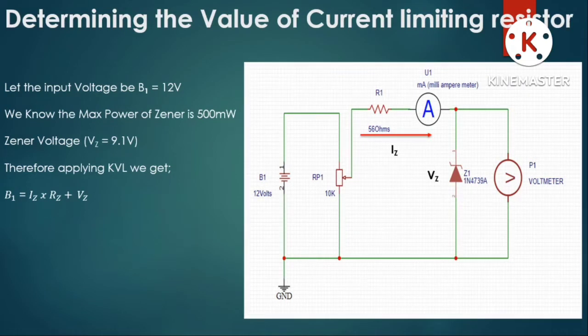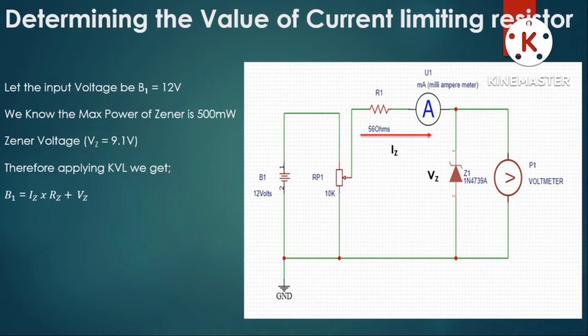Now, how to find out the current limiting resistor? One thing we have to understand here is when the input voltage, that is B1, is at its peak, the current flowing through the circuit should not cross the maximum current handling capacity of the Zener diode. So in order to do that, we have to apply KVL into this circuit. In case of KVL, the input voltage is equal to the summation of the individual potential drops.